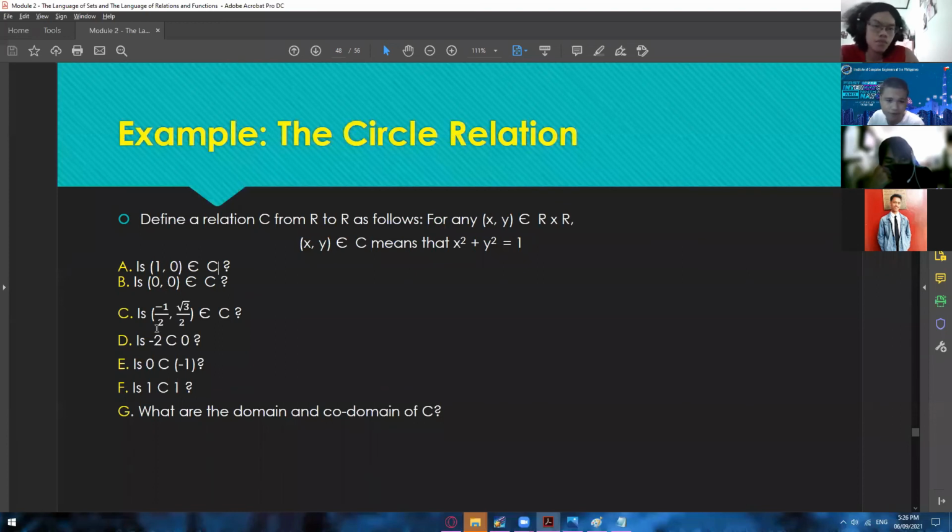B is no, that's correct. Very good. Letter C? This time, I would like you guys to use your calculator, unless you're a math genius and you can compute this square root of 3 divided by 2. Okay, so the correct answer is yes. To the others, please verify this one. And then for letter D, this one is super obvious. Letter D, is it yes or no?